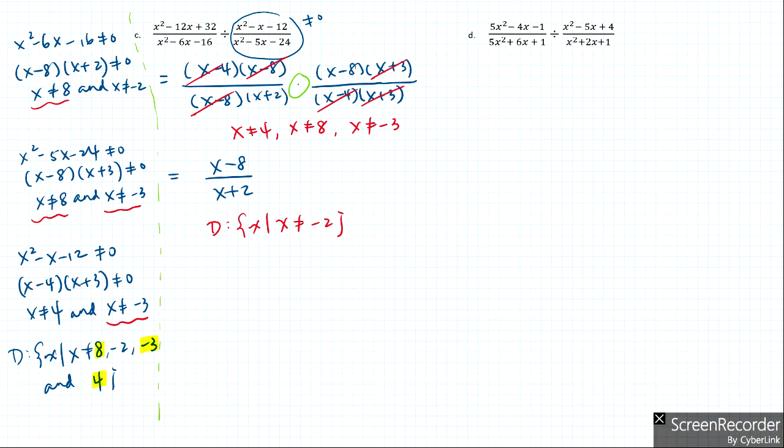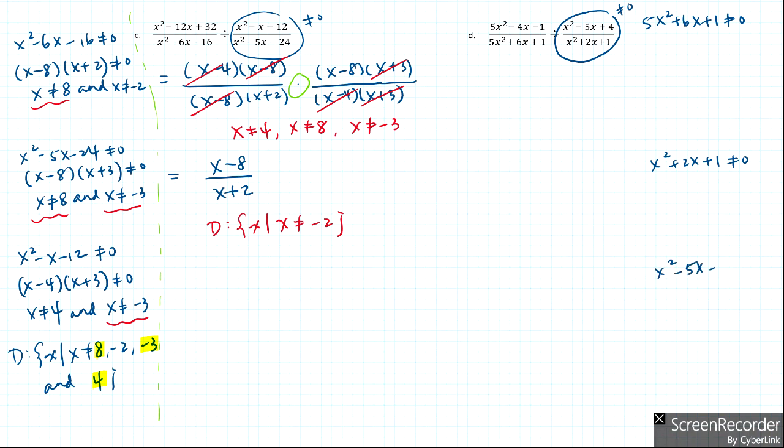Now lastly, to part D. If we want to simplify that, same thing as before. And in this problem you can see we have some AC method factoring coming up. So first we want to make sure 5x squared plus 6x plus 1 doesn't equal 0. I'm going to leave a bit more room because it's an AC method. And then I want to make sure the second denominator, x squared plus 2x plus 1, doesn't equal 0. And also the second numerator doesn't equal 0 because I want to make sure I'm not dividing by 0.